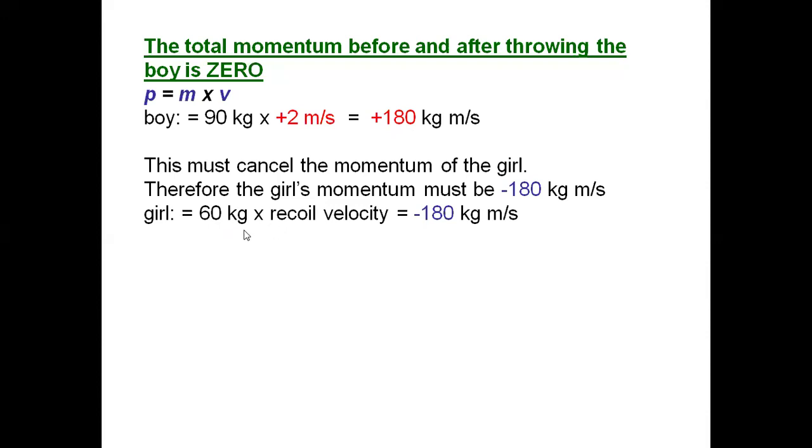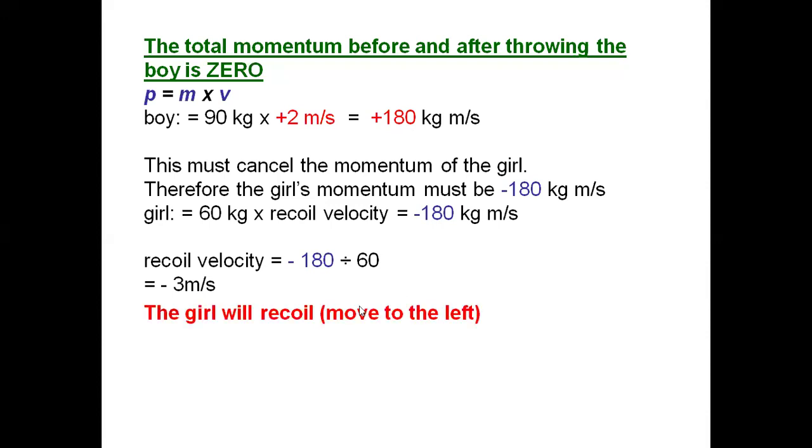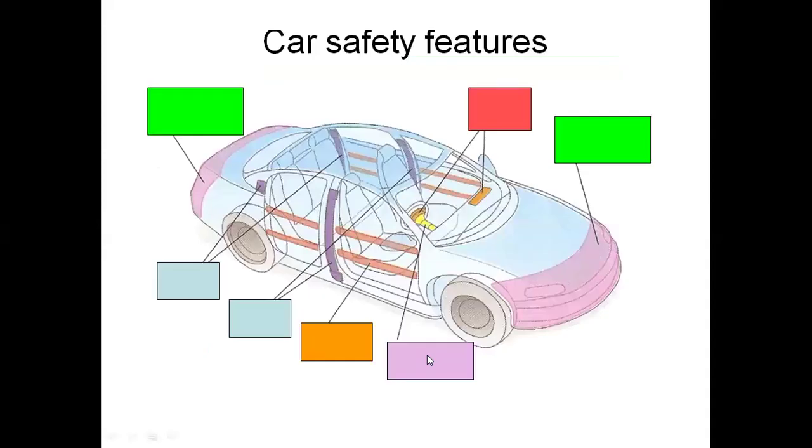So 60 into girl's recoil velocity will be equal to the momentum of the girl. So the girl recoils with a velocity of 3 meter per second. The minus sign shows that she will be moving in the opposite direction to that of the boy, with 3 meter per second.